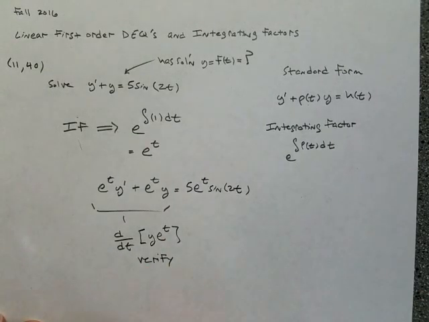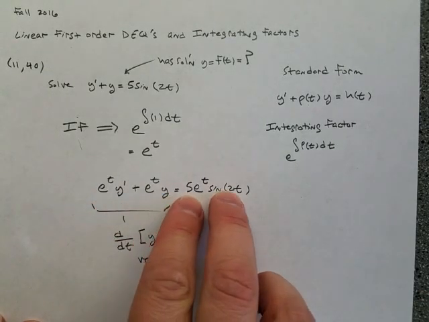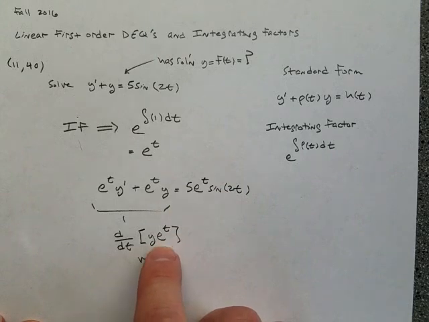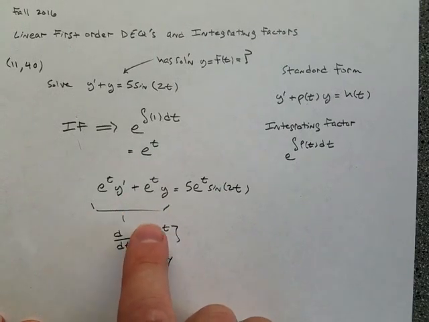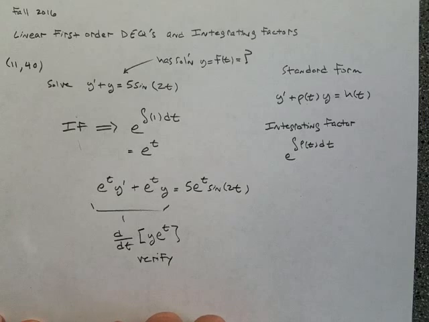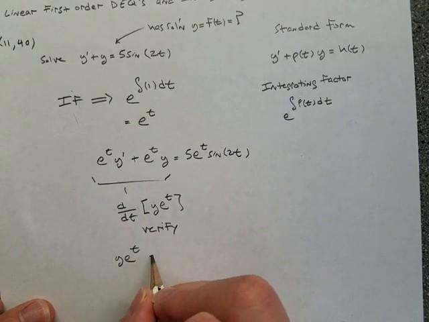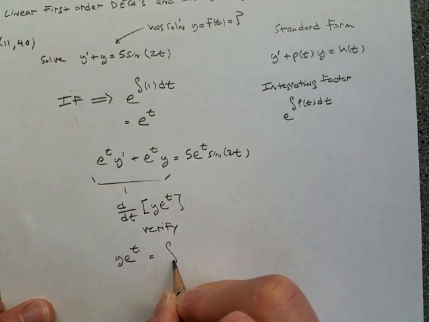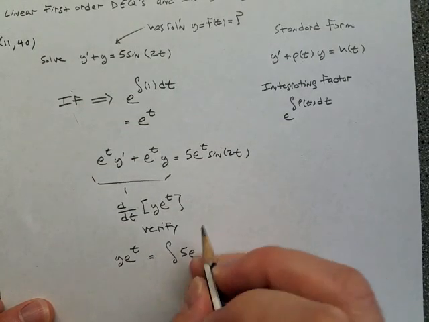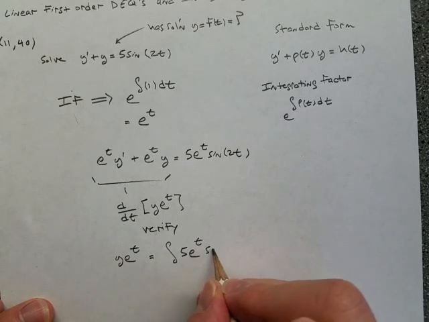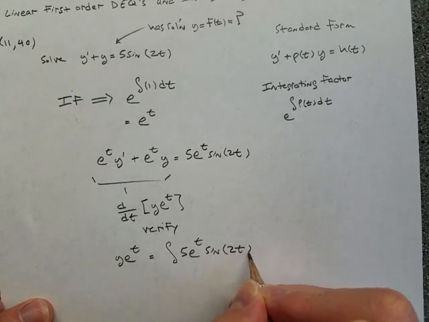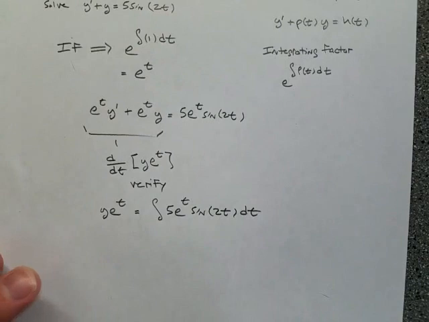Now, say you integrate both sides. Knowing that the derivative of this is that allows us to integrate both sides fairly easily. Integrating the left with respect to t, I would get y times e to the t. And integrating the right, well, this might cause us some trouble. How are you going to do that?